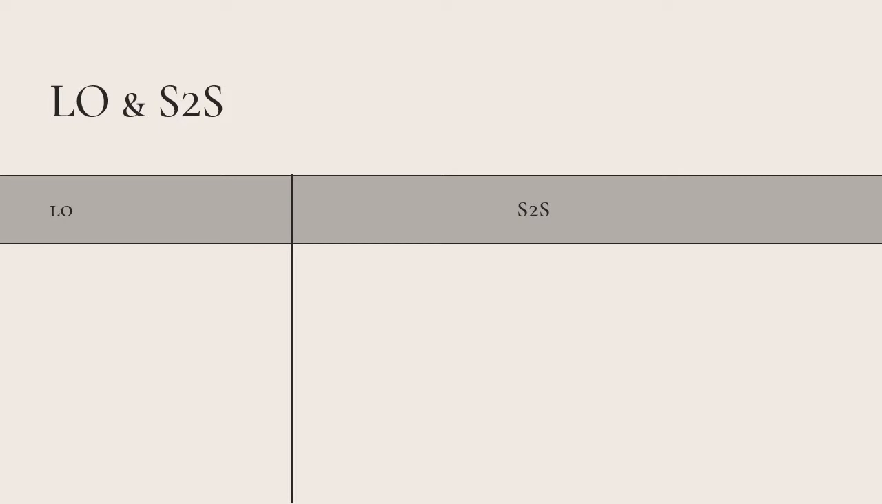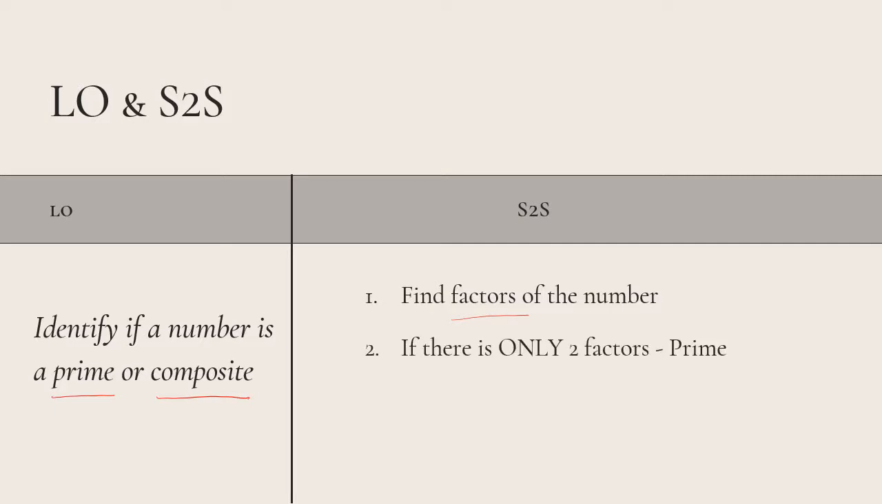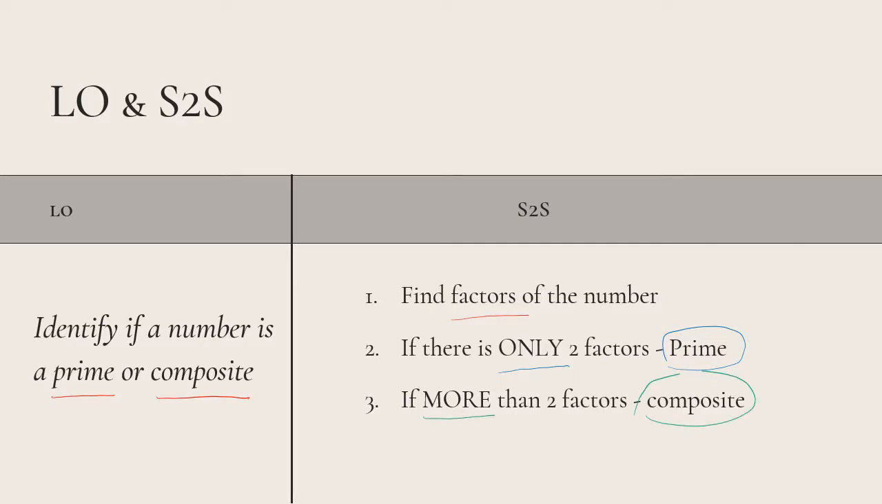Our learning objective for today is that we are going to identify if a number is prime or composite. Our S2S for today: our first step is we are going to find factors of the number, which we have learned from yesterday on finding factors. Step 2 is if there are only two factors, then it's a prime. And our step 3 is if more than two factors, then it's a composite number.